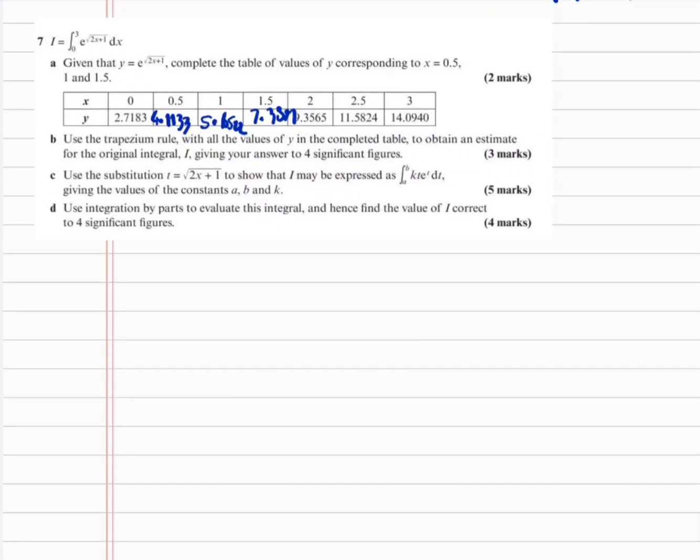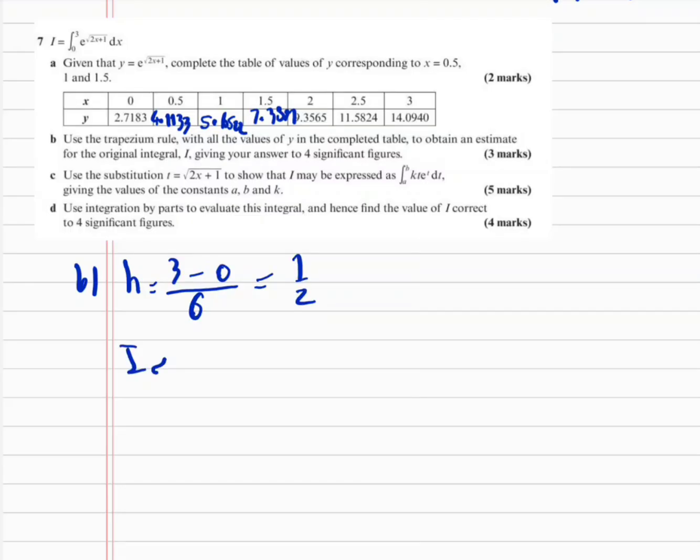Okay, now in part B we want to use the trapezium rule. So in the trapezium rule we first find the value of h. So h is simply the upper limit of the integral minus the lower limit, divided by the number of strips, and the number of strips in this case is 6, because you can always count how many x values you have, and that minus one gives you the number of strips. So in this case we have 6 strips, which gives h as a half.